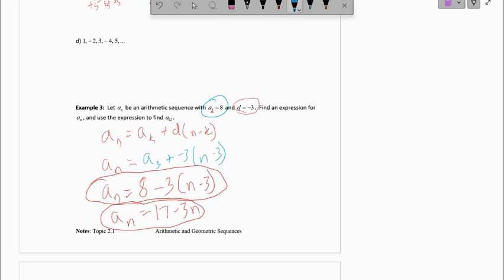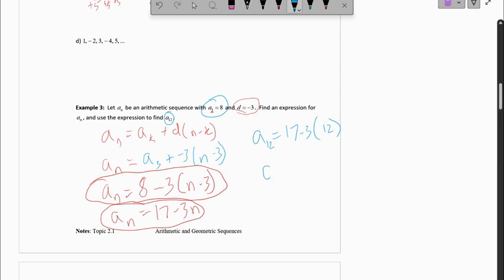All right, and then the other part is a sub 12, which means we got to plug in 12, right? That notation is just telling you what to substitute in. So you substitute it in, and you get that a sub 12 is negative 19. Again, hopefully, multiply 3 times 12 and then subtract.